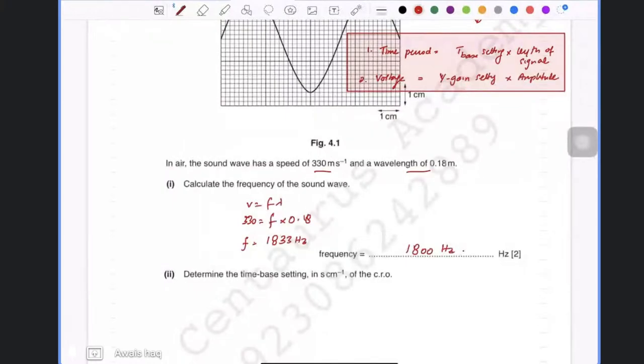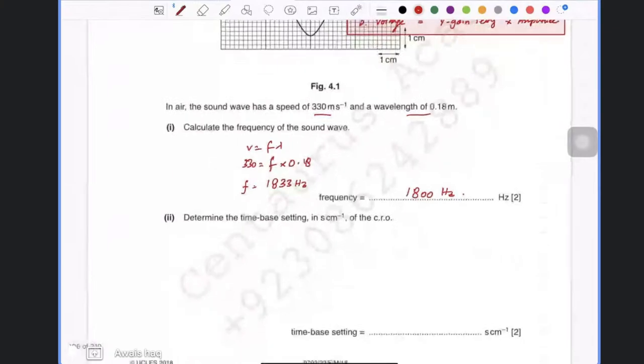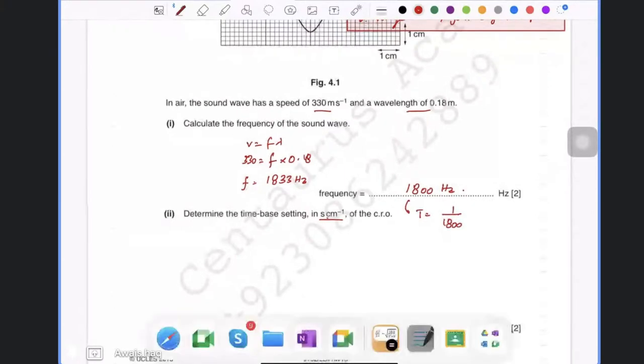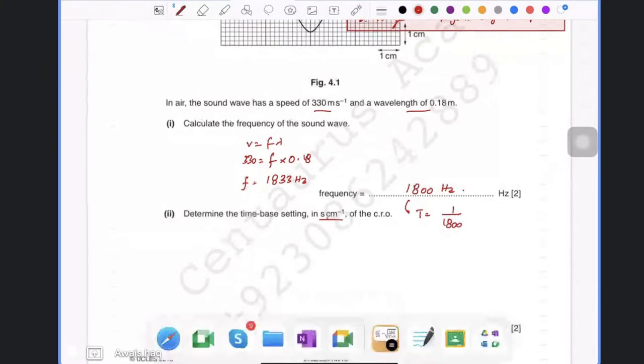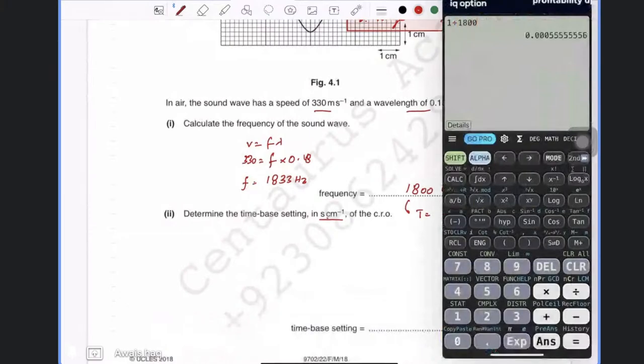Anyway, then it says determine the time base setting in seconds per centimeter of the CRO. Now just keep in mind, you need to first change it to time period. So time period is 1/1800. So that's going to be 1 divided by 1800. How do I know this? Because frequency is 1 over time period, like that. So the time period right now is 0.0006 seconds.